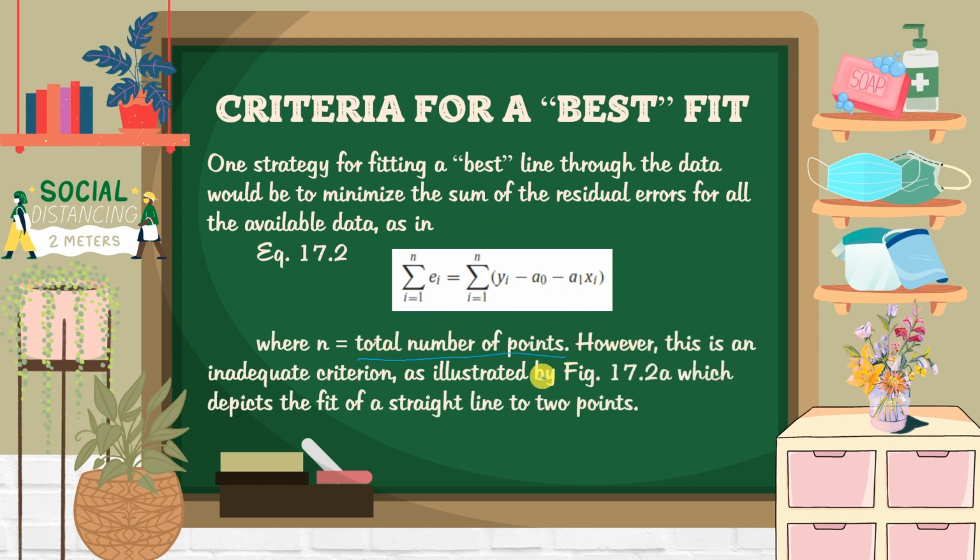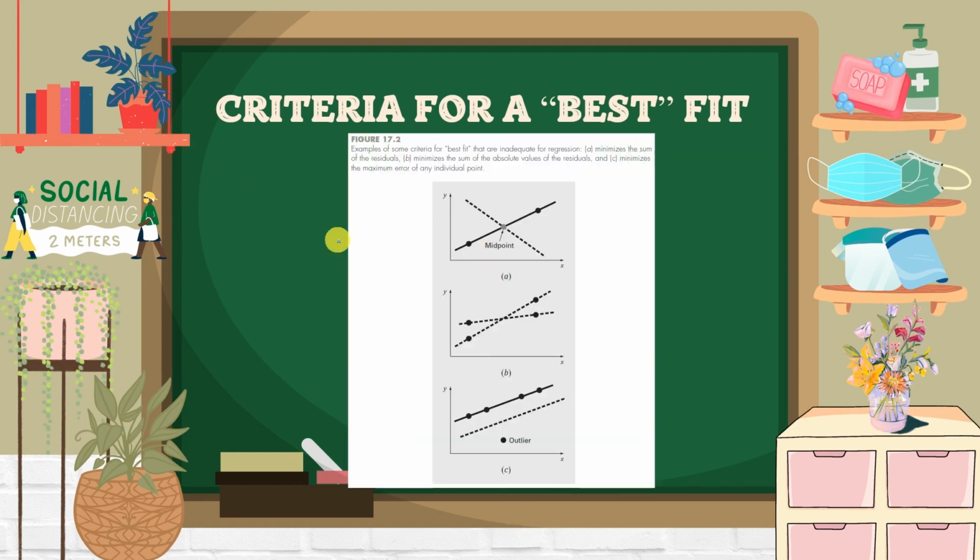However, this is an inadequate criterion as illustrated in 17.2a, which depicts the fit of a straight line to 2 points. So we have here figure 17.2, examples of some criteria for best fit that are inadequate for regression. Obviously, the best fit is the line connecting the points. However, any straight line passing through the midpoint of the connecting line, except a perfectly vertical line, results in a minimum value of equation 17.2 equal to 0 because the errors cancel.